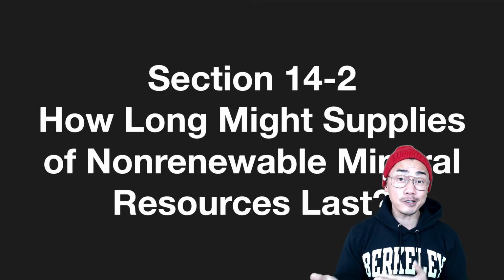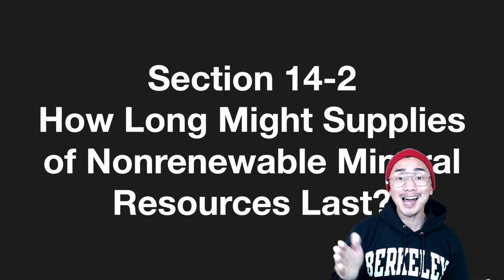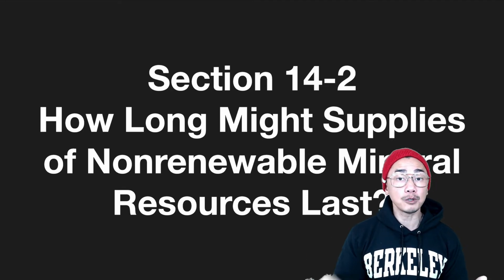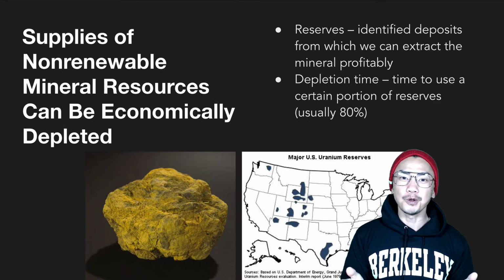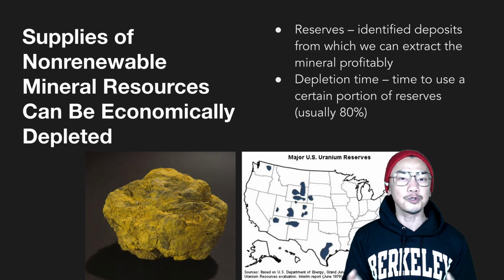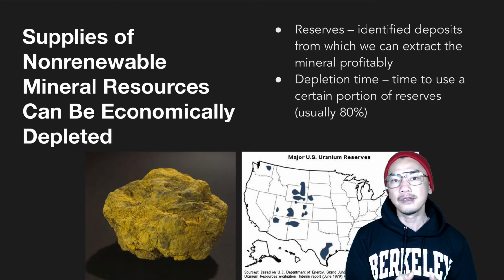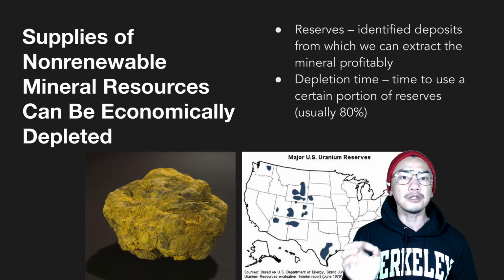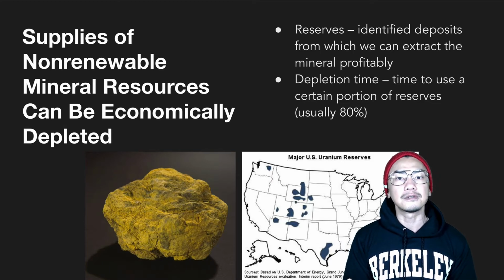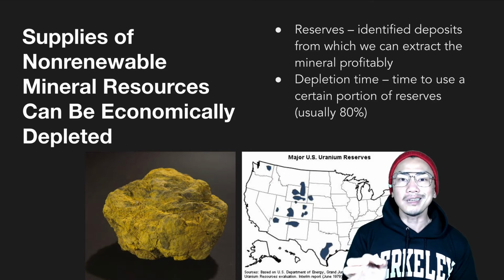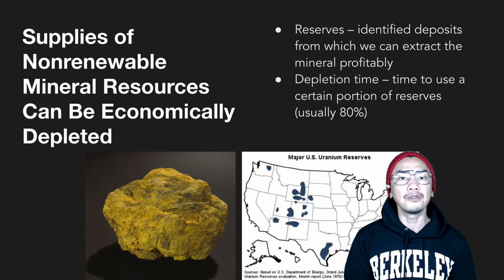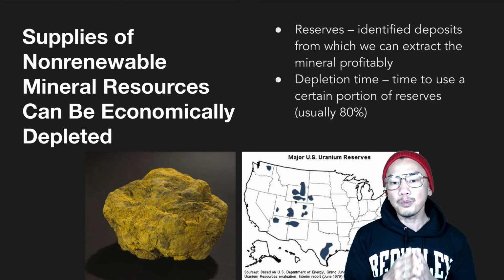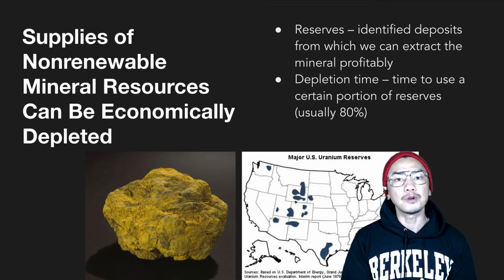In section 14.2, we're going to talk about how long non-renewable mineral resources might last. Places around the world where we can find and extract minerals profitably are called reserves. The map on the right shows major uranium reserves in the United States. Uranium is used for nuclear power. The time it takes to extract a certain portion of the minerals in a reserve is called the depletion time. This portion is usually around 80%.